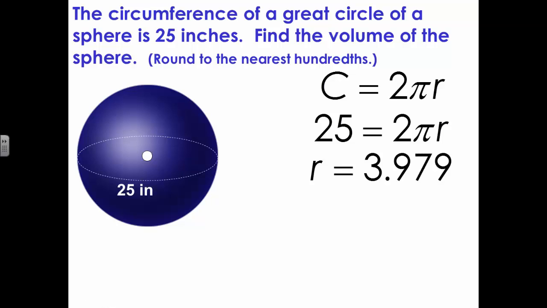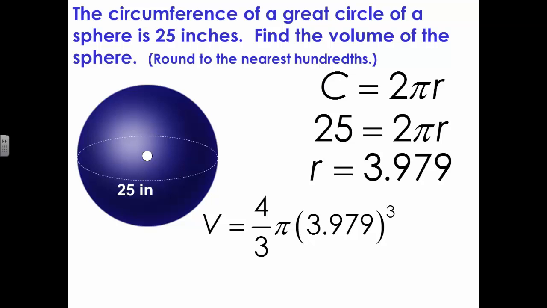Keeping this answer in your calculator, move it straight into the volume formula. You can hit second negative, which is the answer button, and it will recall that number for you. We're rounding to the nearest hundredths, so we need 2 decimal places. Put your eyeball on the third one. Our answer will be in inches cubed because it's a volume answer.